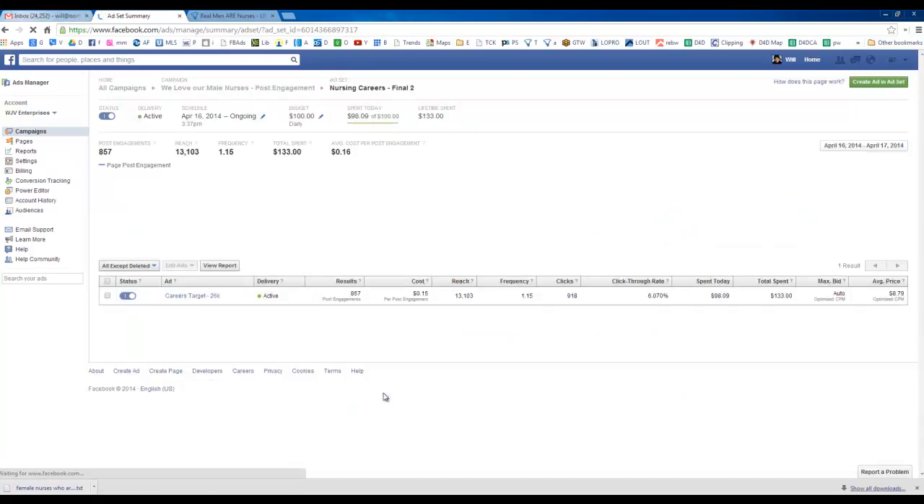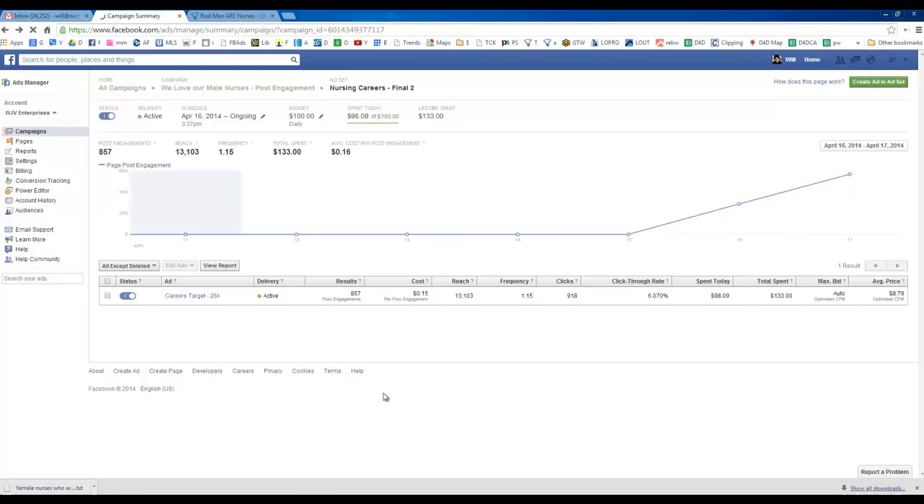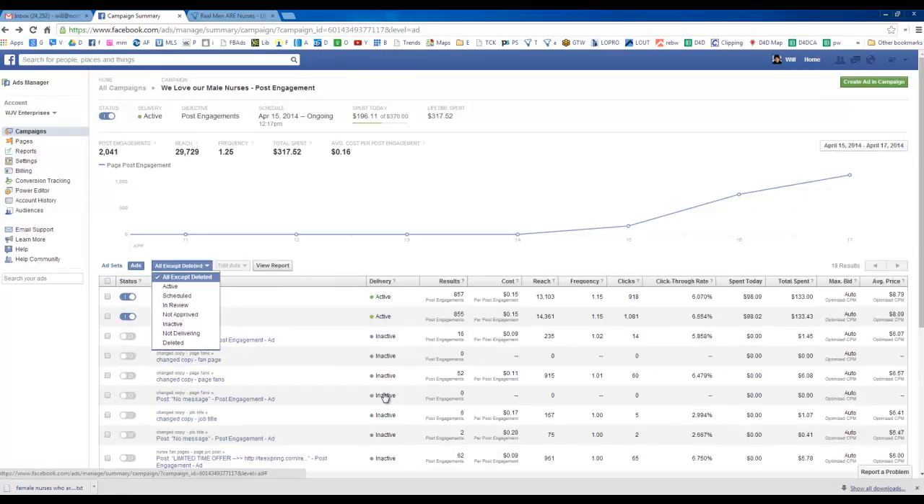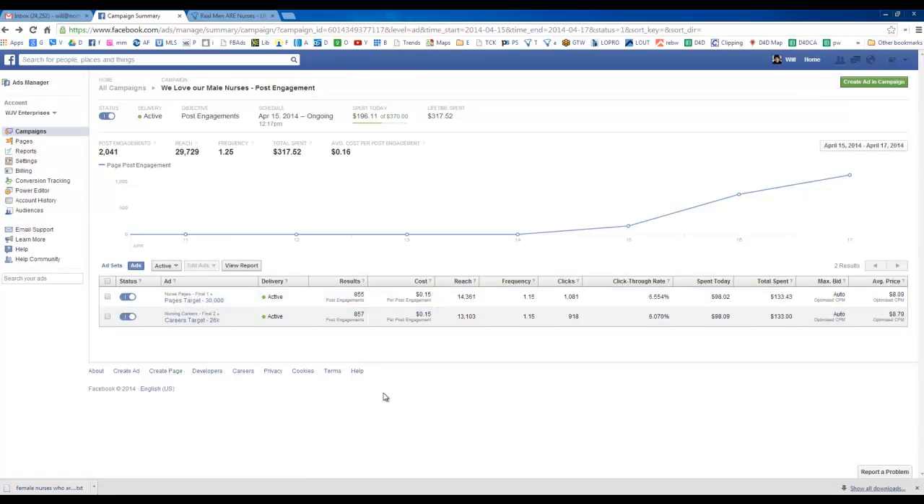Of course, we're going to lag. In fact, here, let's go back. I'm just going to do ads and all except, or active, I mean. Okay, so these are our ads right here. We can just see them side by side.